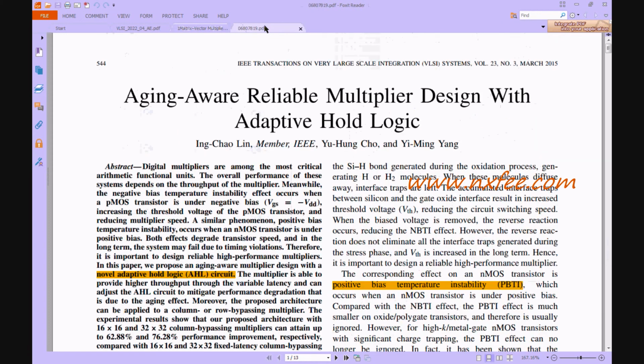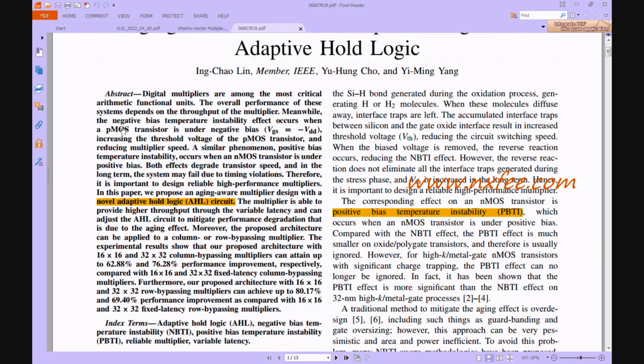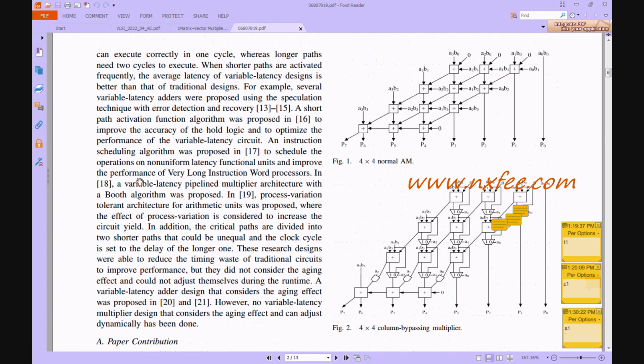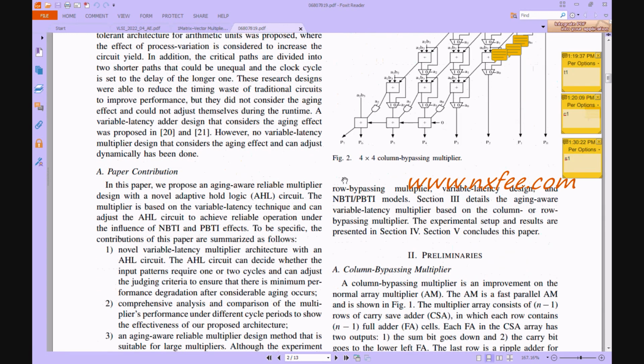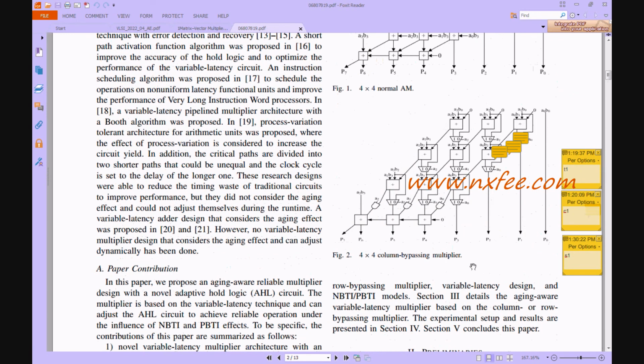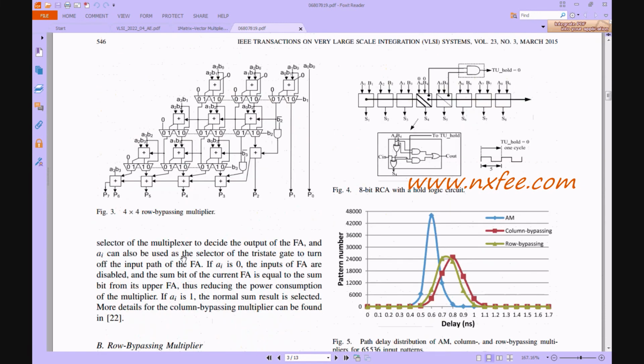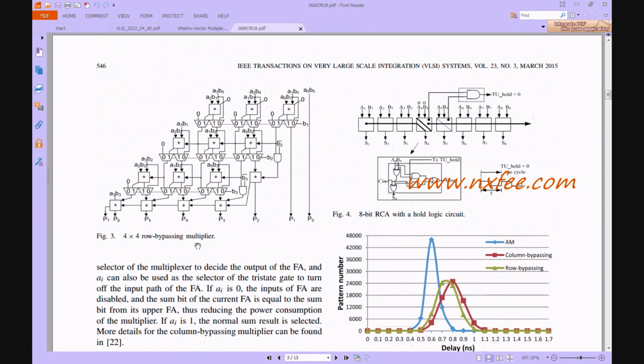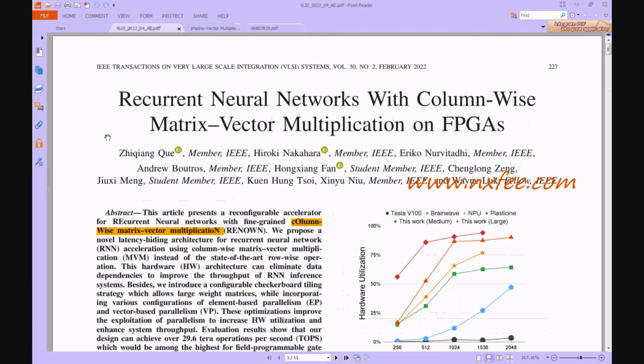And this is another paper: reliable multiplier designs with adaptive hold logic. We used two multiplier functions here. Figure 2 shows the 4 cross 4 column bypass multiplier and figure 3 shows a 4 cross 4 row bypass multiplier. These two multipliers we used in our work, but we have designed an 8 cross 8 row bypass and 8 cross 8 column bypass multiplier. We did not use 4 cross 4. We have designed this work in 8-bit only.